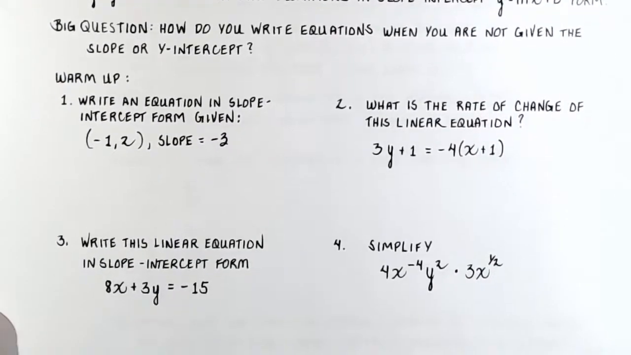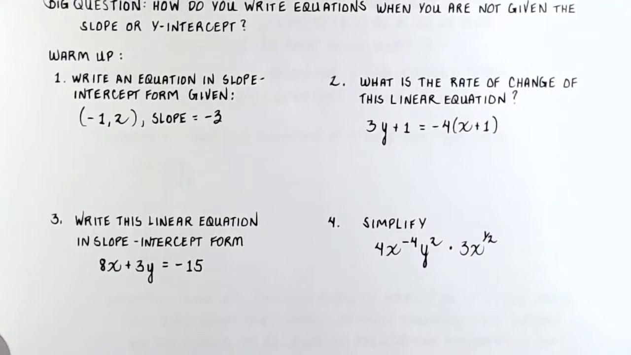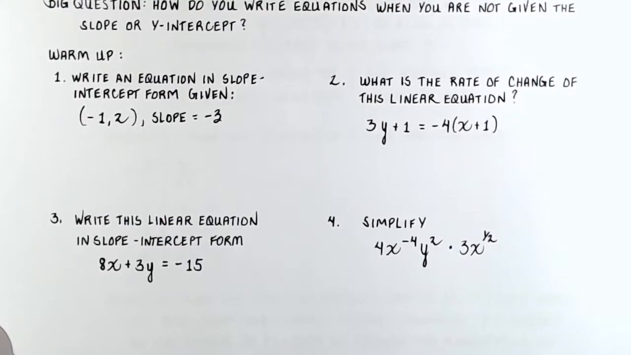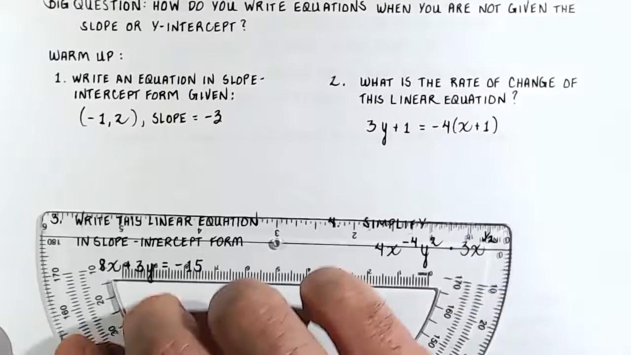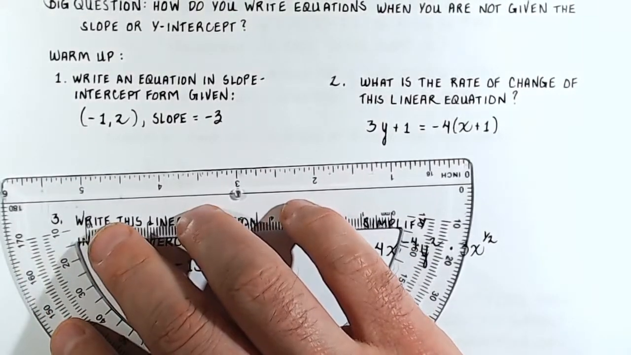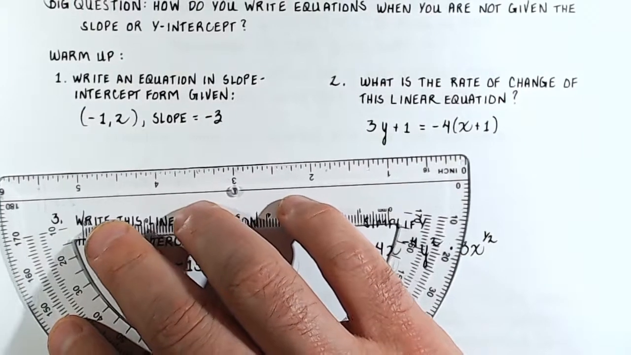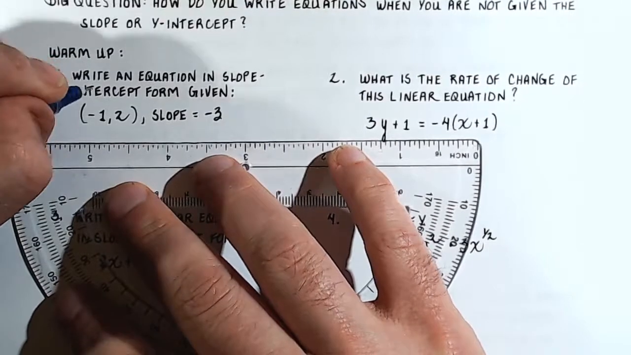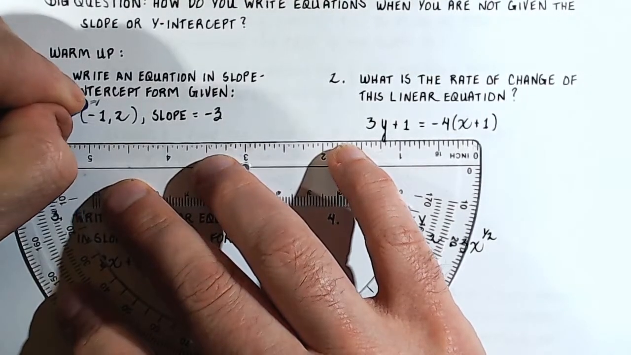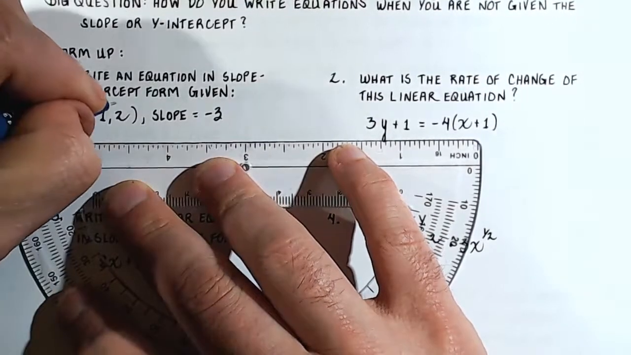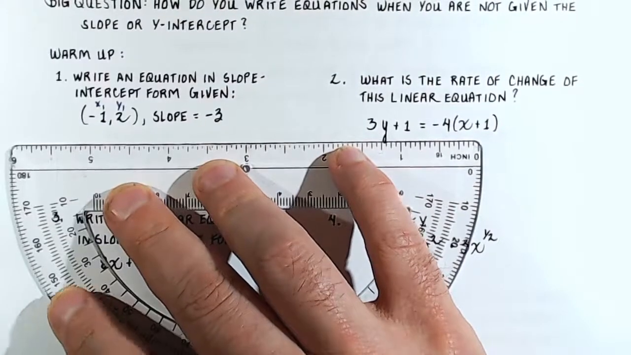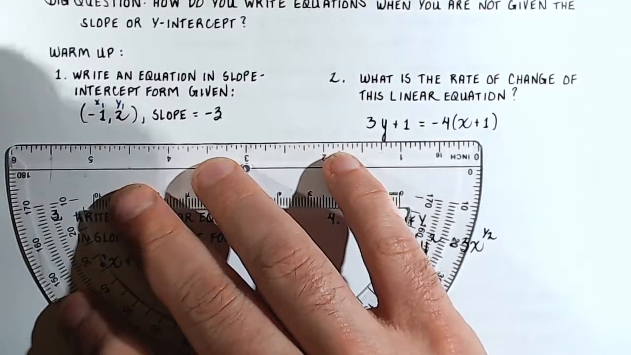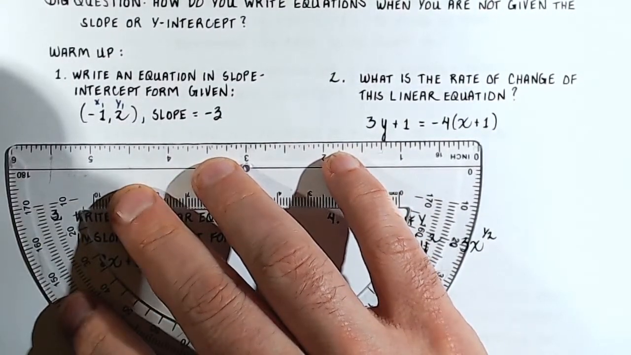All right, we'll start with this warm-up. Write an equation for number one here. Write an equation in slope-intercept form given, and we're given a point and a slope. So we need to use the point-slope formula to solve this or figure it out. First thing we need to do is label our points x1, y1. Okay, now we have to know the point-slope formula.